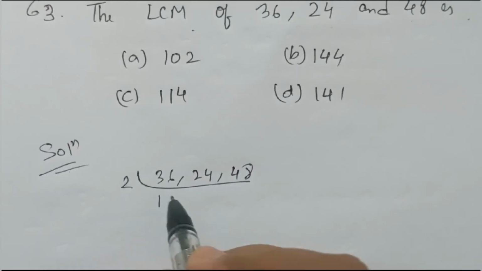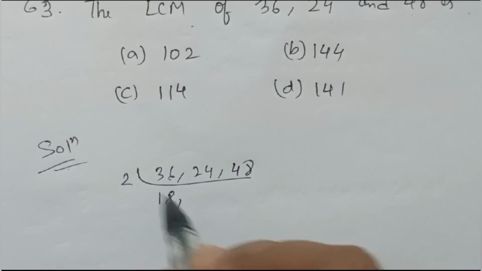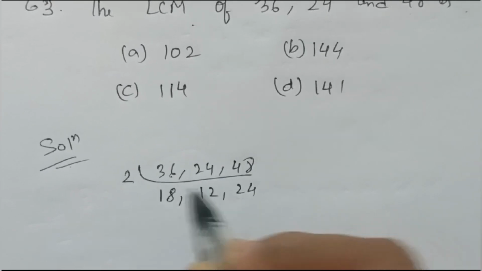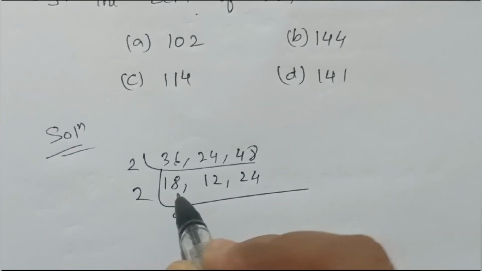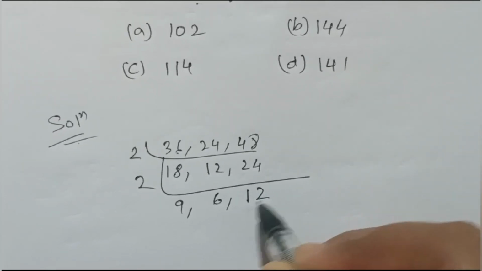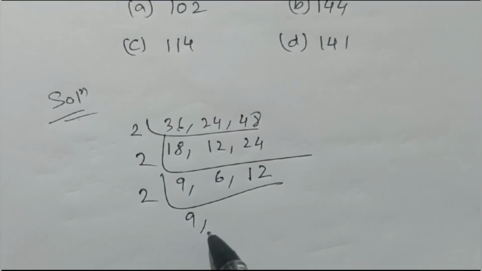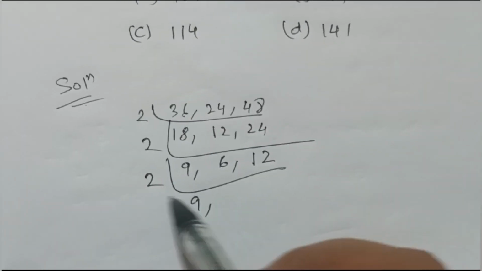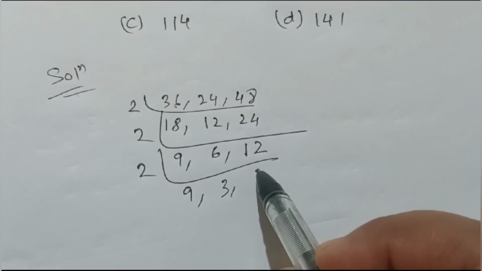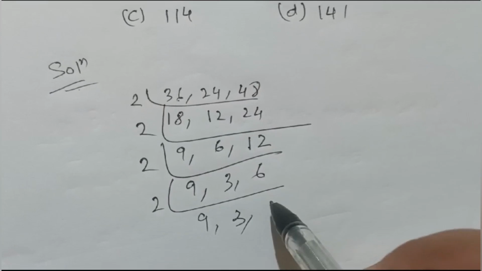2 ones are 2, 2 eights are 16, then 2 ones are 2, 2 twos are 4, 2 twos are 4, 2 fours are 8, then 2 nines are 18, 2 sixes are 12, then 2 ones are 2, 2 twos are 4. Then 9 will remain like this because it is not going. Then 2 threes are 6, 2 sixes are 12, then 2 will not go, so 3 will also remain like this.